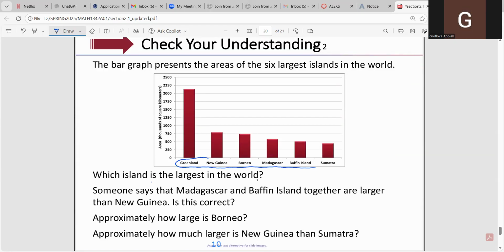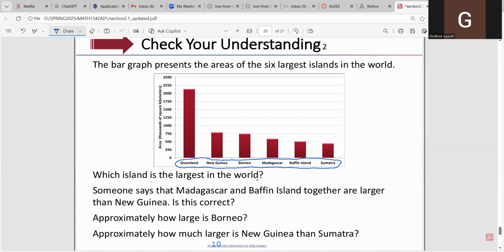So based on this, you can already tell that this is qualitative data because these are all non-numerical. On the vertical axis here, we have the area of each island in thousands of square kilometers. All right, so let's see if we can use this bar graph. So this is going to be a frequency bar graph. So let's see if we can use this to answer the following questions.